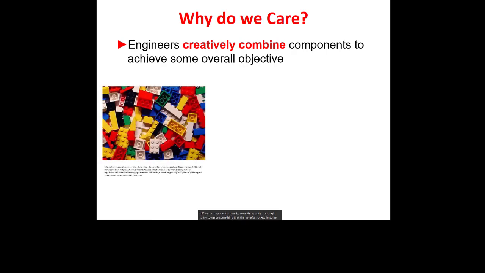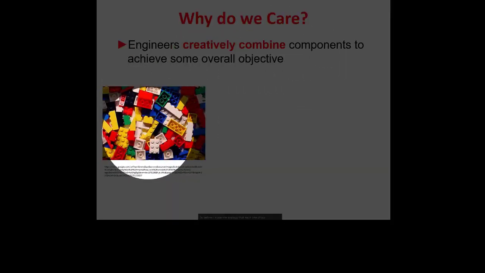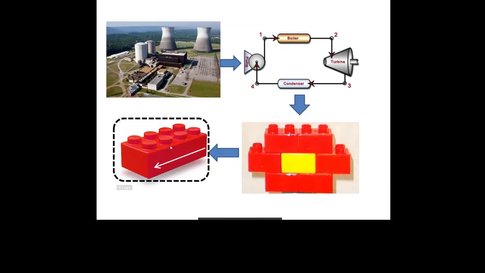So before I made the analogy that each one of our processes is like a Lego block, right? That fixing the state is like trying to find the pip on the Lego, and then each process is a Lego block. And then what we're going to do once we understand these open and closed system processes is put these blocks together to make something really cool. Now, unfortunately, it's not yet the Millennium Falcon.